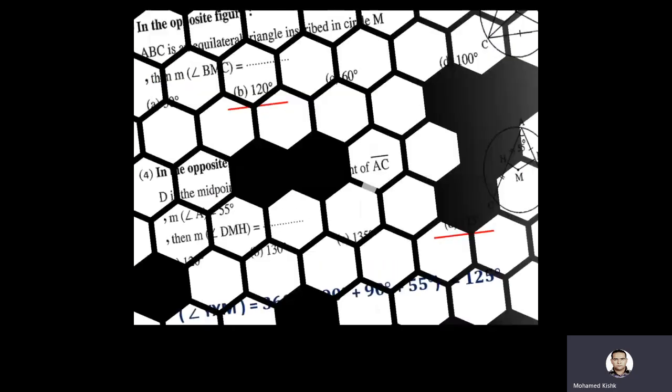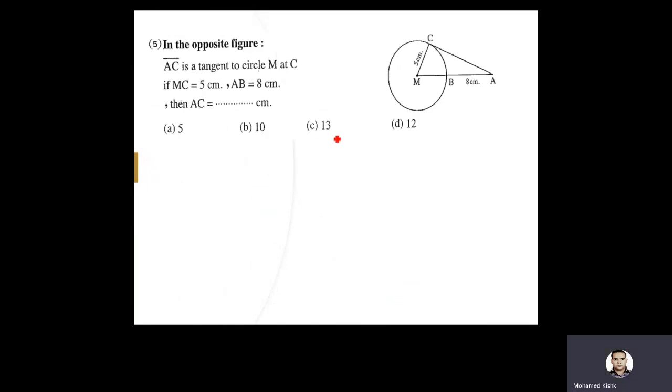Let's move to the next question. I think it will be easy for you. Okay, in the opposite figure, we have AC is tangent, and it's a key word, a key answer of this question. This is tangent, that means that the measure of angle ACM is 90 degrees. So this angle will be right. And if we have a right-angled triangle, we can use Pythagoras theorem. Let's remember, he told me that MC is 5 centimeters. This is 5 centimeters, and this is the radius.